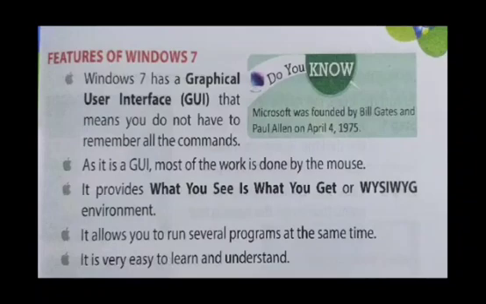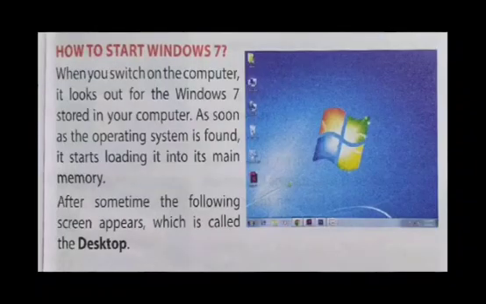Next point is, it provides a what you see is what you get, or WYSIWYG, environment, which allows content to be edited. Next point is, it allows you to run several programs at the same time. Last point is, it is very easy to learn and understand. Windows 7 is a very easy operating system, and in this system we can also run several programs at the same time.